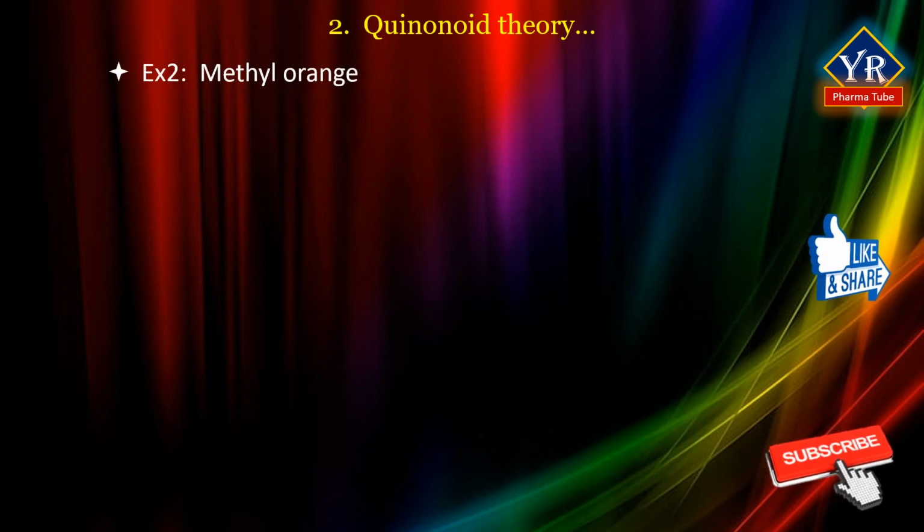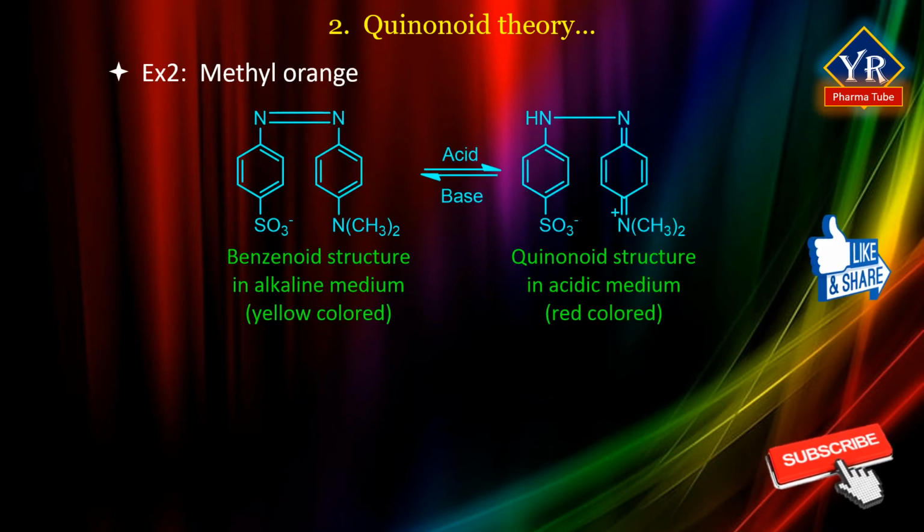Similarly, methyl orange is also found in two tautomeric forms. Methyl orange has quinonoid form in acidic solution and benzenoid form in alkaline solution. The color of benzenoid form is yellow while that of quinonoid form is red. Therefore, the color of acidic solution of methyl orange is red and the color of alkaline solution is yellow or yellow-orange.